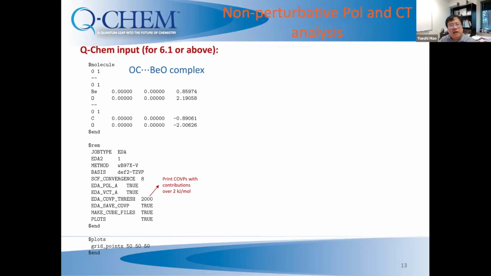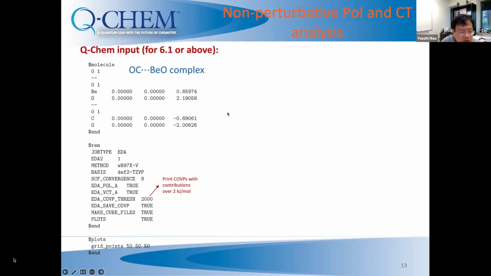Okay, and so I want to actually spend a little bit more time on this example, which is a new feature of Q-Chem 6.1. Basically, we integrated the non-perturbative polarization and the charge transfer analysis with the EDA2 toolkit. So this is for a calculation for a complex between carbon monoxide and beryllium oxide.